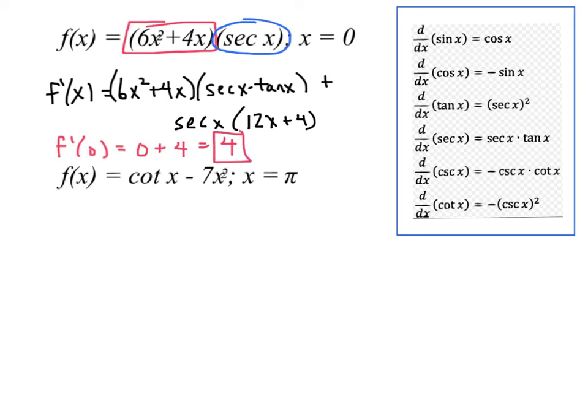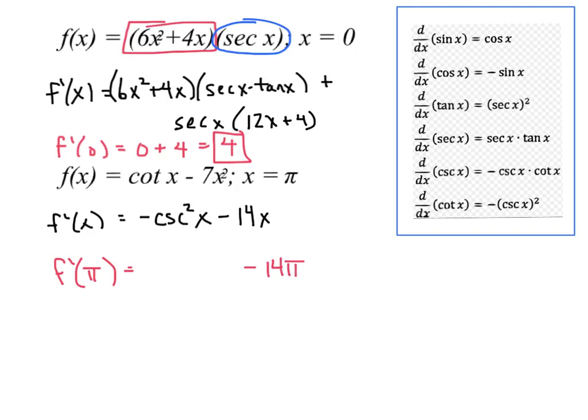Next, cotangent. So the derivative of cotangent is negative cosecant squared. Again, this notation right here that I'm using is the same as the notation over here. They're the same thing. Okay, this is probably the preferable notation that I'm writing. Minus 14x. And if I want to evaluate that at pi, let me start with the easy part. It's going to be minus 14 pi.